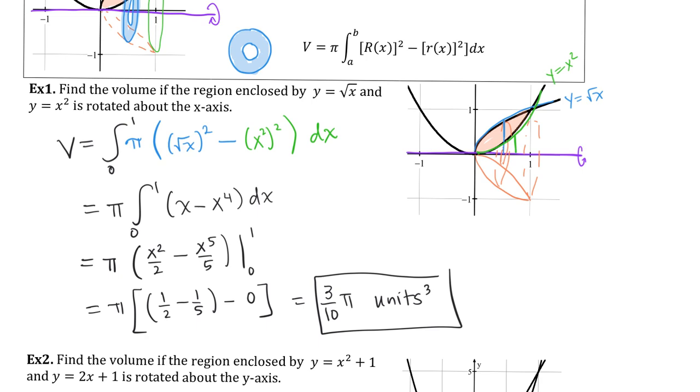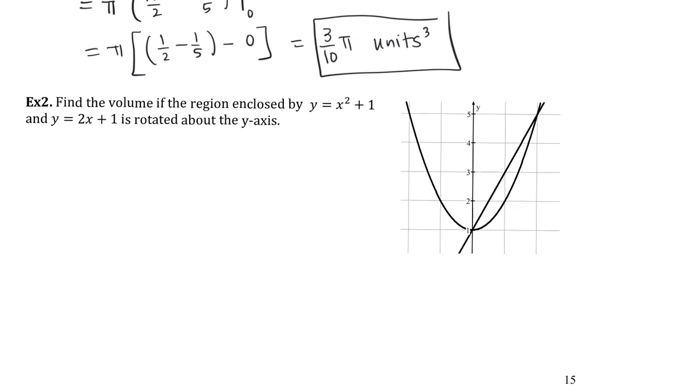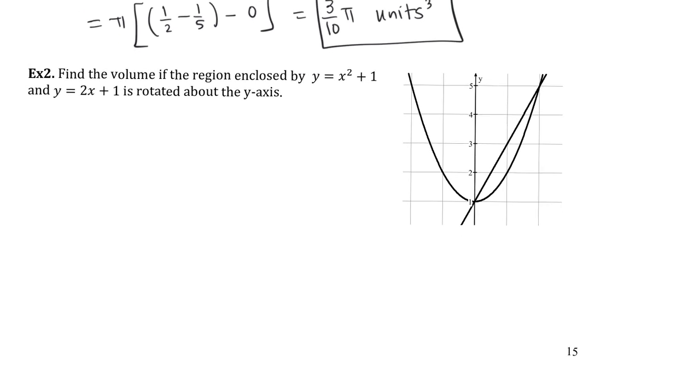Okay, let's try another one. Okay, find the volume if the region enclosed by y equals x squared plus 1 and y equals 2x plus 1 is rotated about the y-axis. Okay, where's the y? This is the y-axis. Okay, the enclosed region is this thing right here. Okay, and I'm rotating it about the y-axis, so it's going to go around like this.